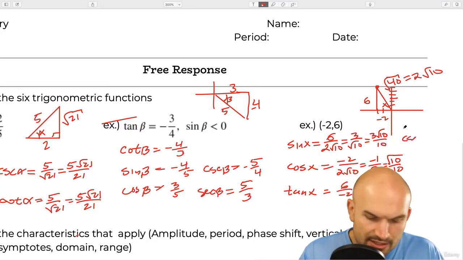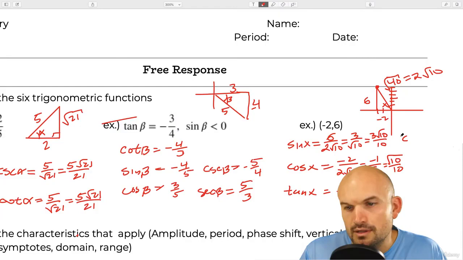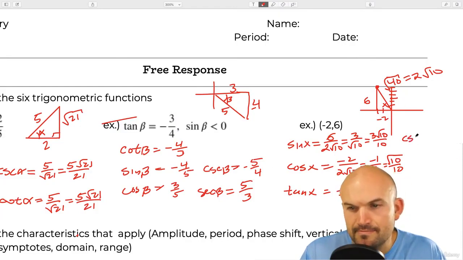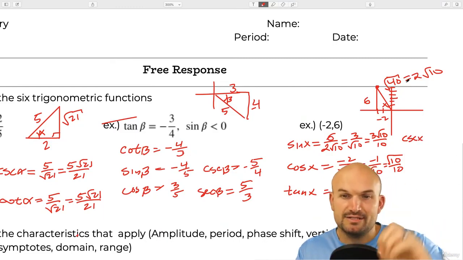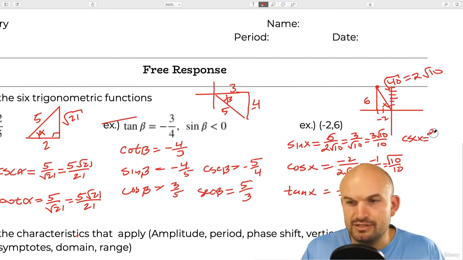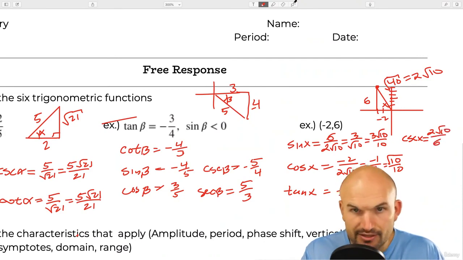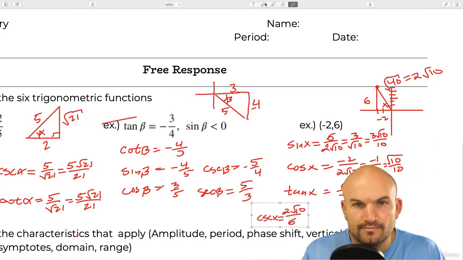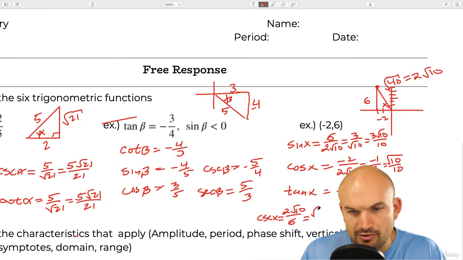So cosecant of x, that is going to be hypotenuse over opposite. So that's going to be 2 square root of 10 over 6, which is going to equal, I don't have enough space, so let's do these on the bottom. So that's going to be square root of 10 over 3. For the secant of x, that's going to be 2 square root of 10 over negative 2, which equals negative square root of 10.